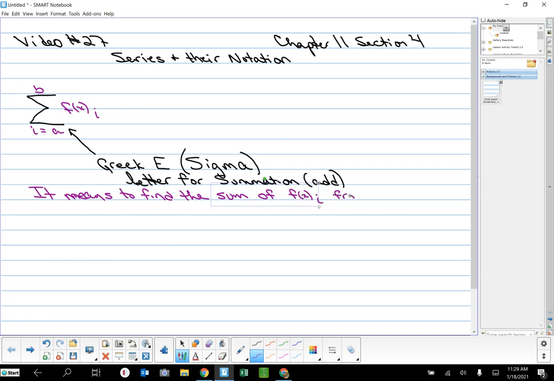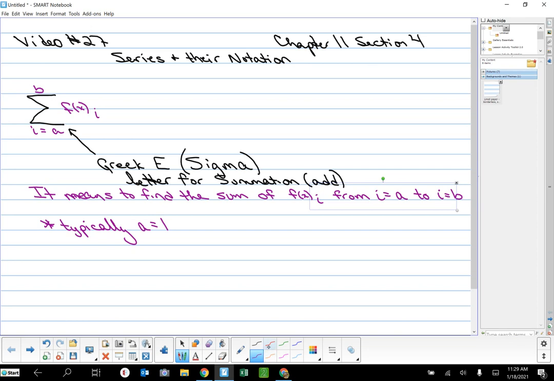from I equals A to I equals B. Typically, A will be 1. Not always, but typically. And you never know how high B is going to go. It will tell you, or you'll have a number of terms, and you'll be able to tell from there.